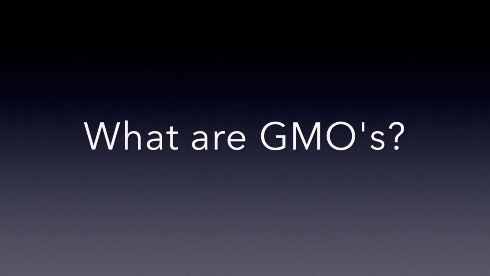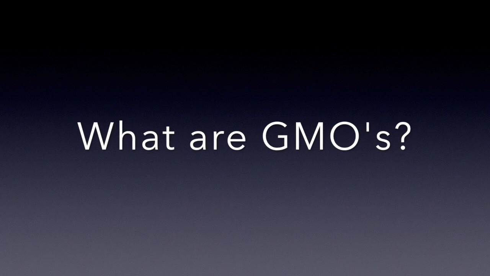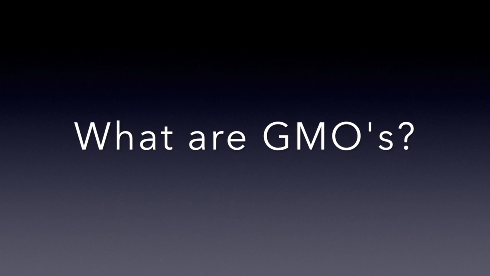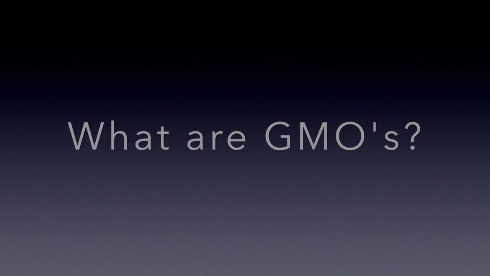A GMO is a genetically modified organism. Modification occurs in a laboratory where a scientist inserts DNA from one organism to another. The purpose of creating GMOs is to strengthen the host organism with traits that will aid survival.